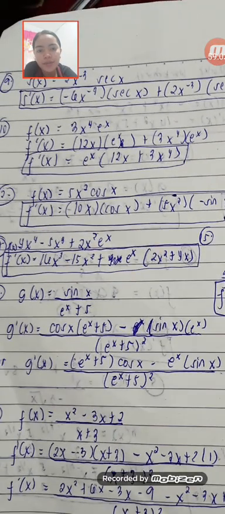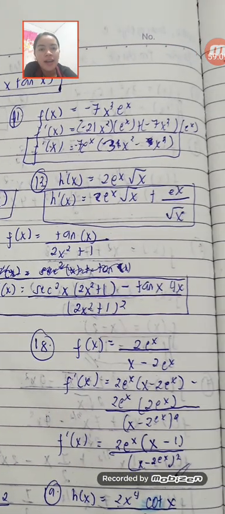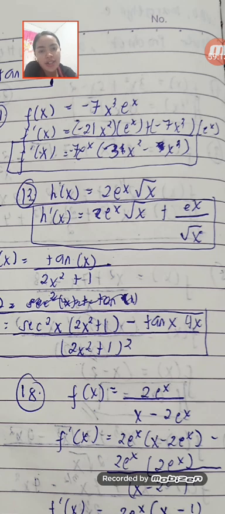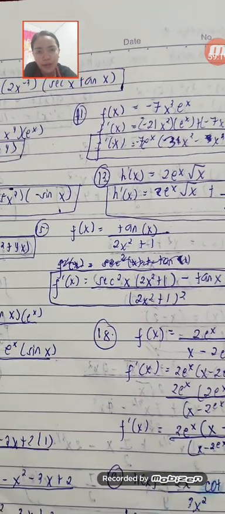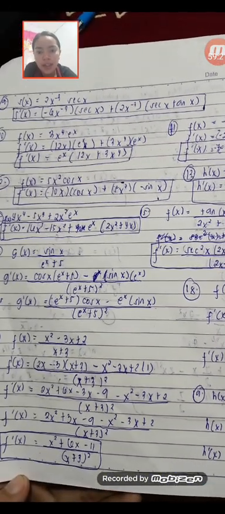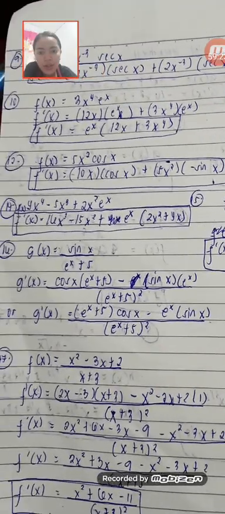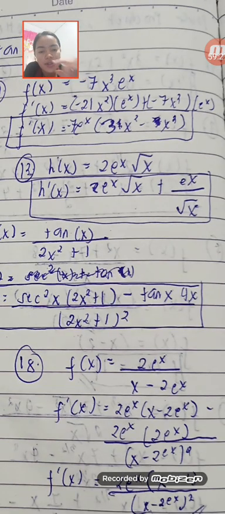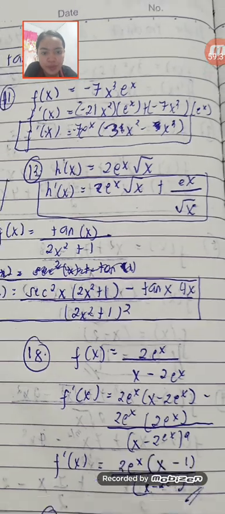For item number 10, the same process. It is multiplication. That's why you just need to use the product rule. As well as this one. Our u here is negative 7x cubed, and our v is negative ax. So you just need to perform the product rule. The same process goes with number 12, and the same process goes to number 13.